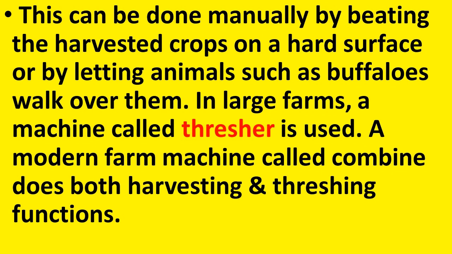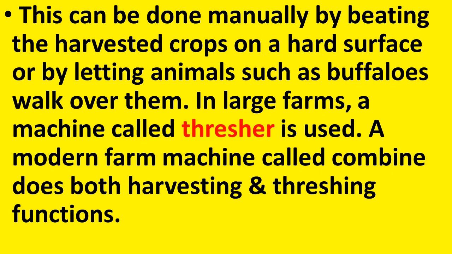So we have seen that the grains are attached to the chaff. It is to be separated. And this process of separating the grains from the chaff is known as threshing. Threshing is done manually by beating it over a hard surface, or it can be done with the help of animals such as buffaloes also. We allow the buffaloes to walk over the cut crops spread over a surface.